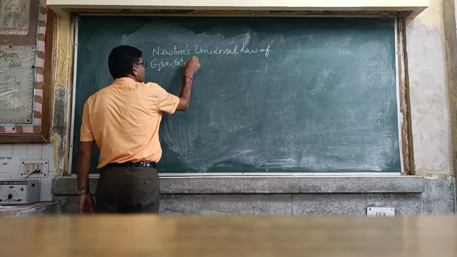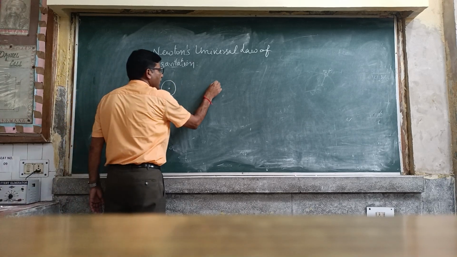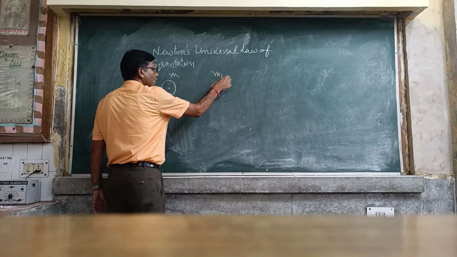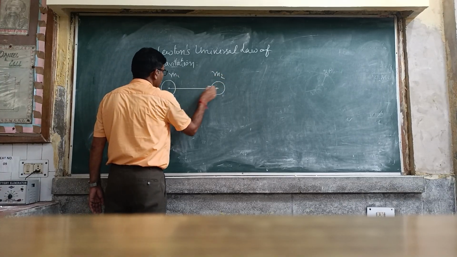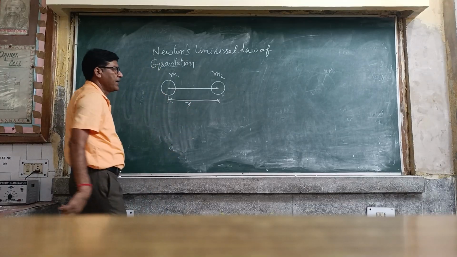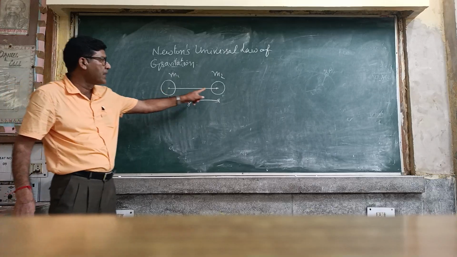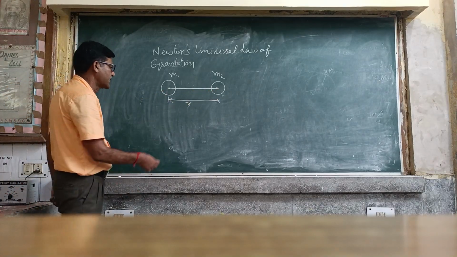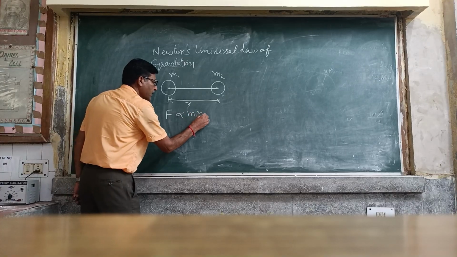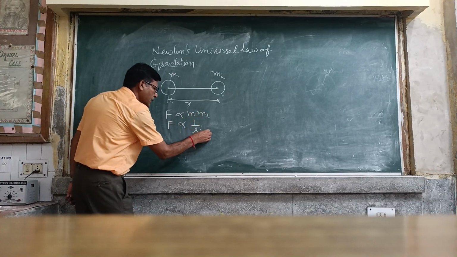This law states that the force of attraction between two objects m1 and m2 is directly proportional to the product of their masses and inversely proportional to the square of the distance between their centers. You have to be very careful: distance between their centers. That is, F is directly proportional to m1 m2, and F is inversely proportional to r square.